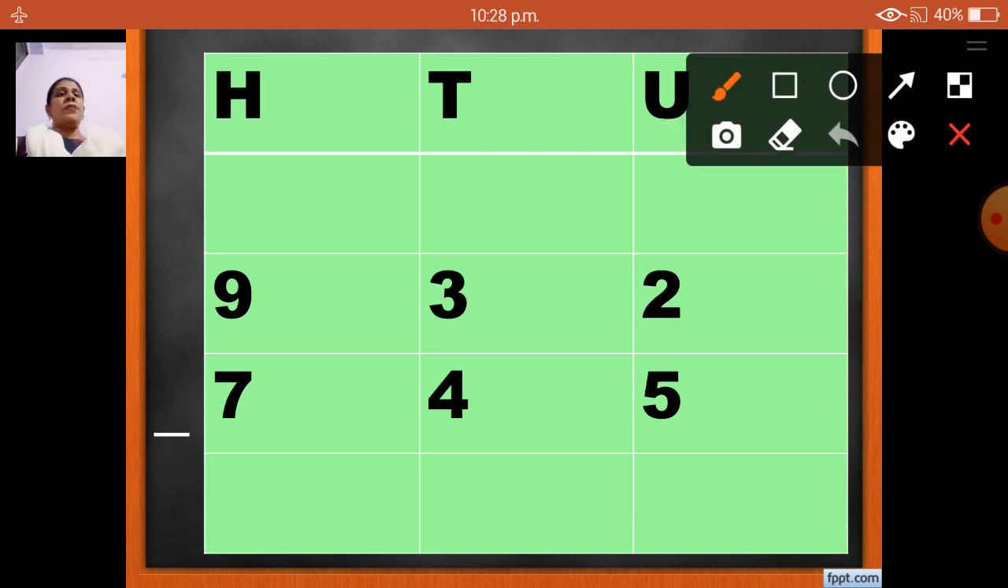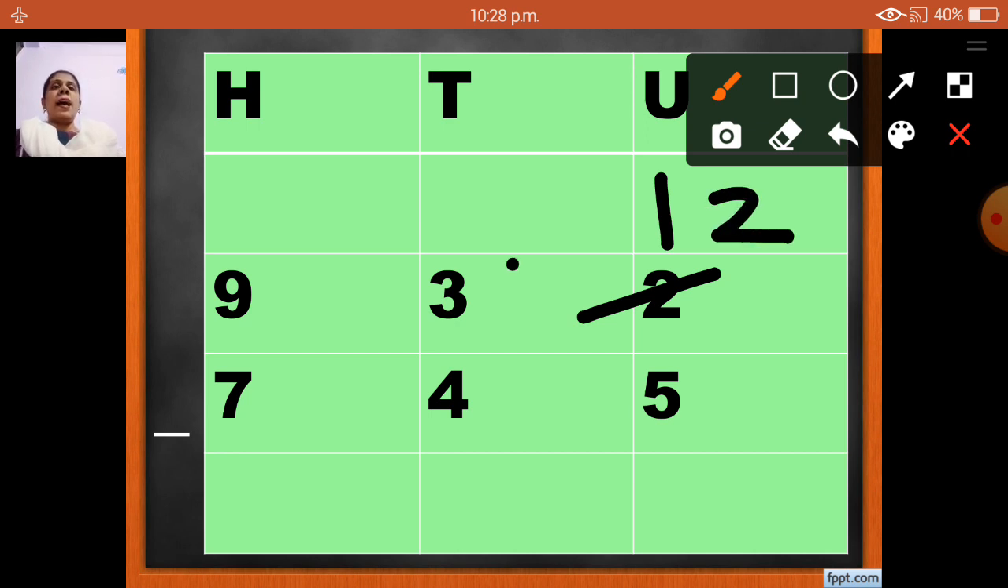Now 2 minus 5. Will I be able to subtract 2 minus 5? No. What I will do, I will cut this 2. I will make it as 12. Now from where did I get this 1? I borrowed from 3. So if I borrow 1 from 3, 3 will become 2. So 12 minus 5 is, after 5, 6, 7, 8, 9, 10, 11, 12. That means 12 minus 5 is 7. Understood, children?